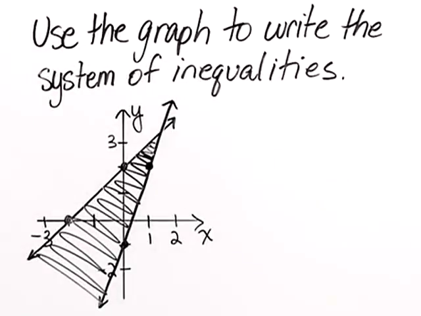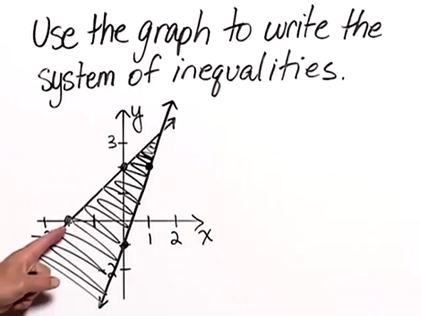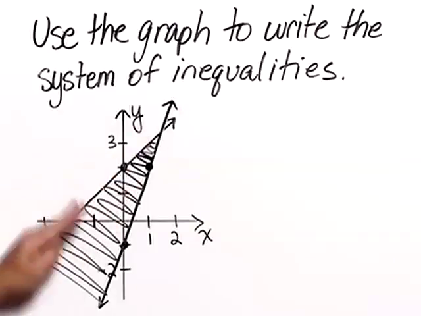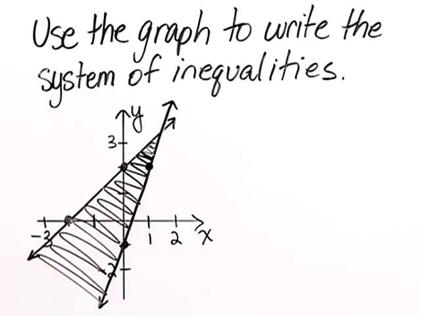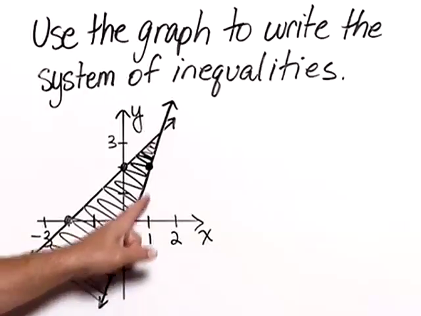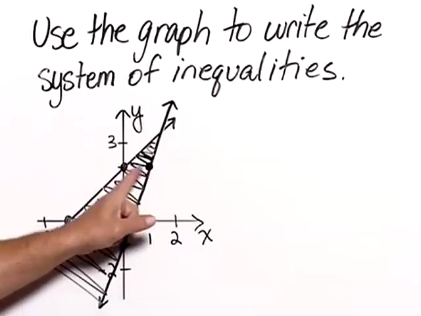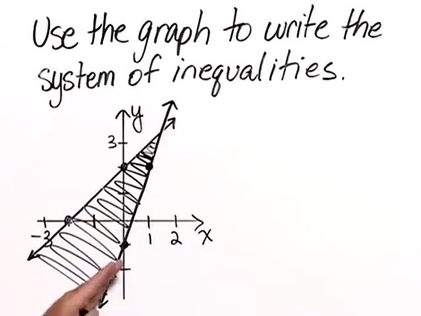Use the graph to write the system of inequalities. And you'll see that we have a solid line passing through the x-intercept of -2 and a y-intercept of +2, and it's shaded below that. Then we also have a solid line with a y-intercept of -2, and then another point which is (1, 2). And this time it's shaded above that.